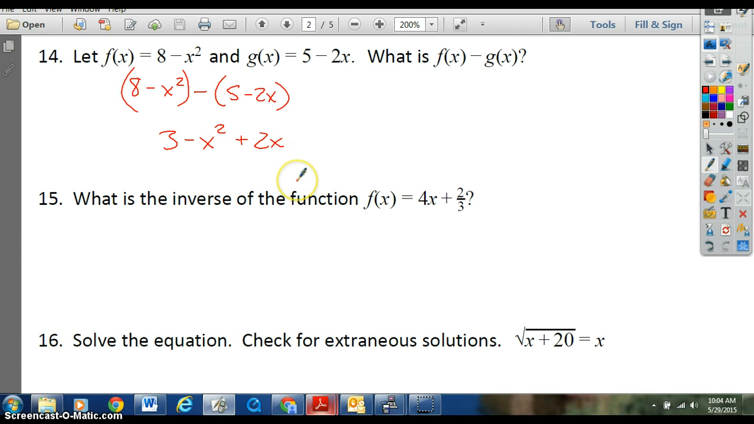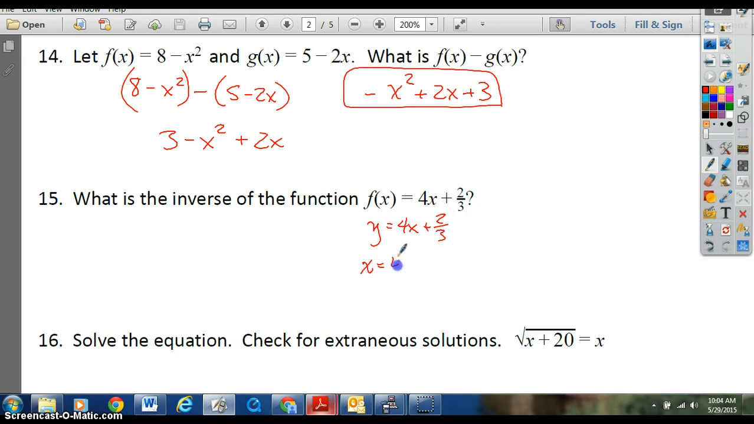So to put this in decreasing order for your exponents, that's what you would be looking at. What is the inverse of the function? Remember, this is y equals 4x plus 2/3.